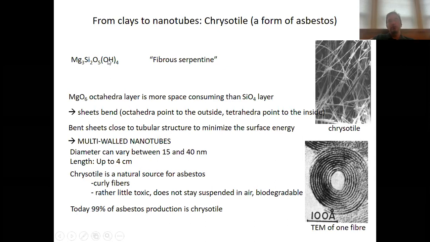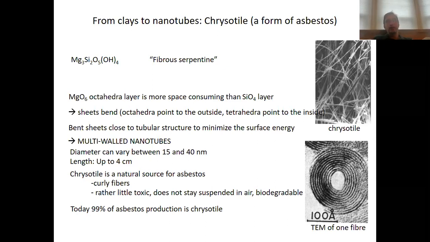So one of the one-to-one phyllosilicates that we encountered was serpentine, and in serpentine we have a so-called trioctahedral layer. That means that all octahedral holes within that layer are filled. Now, this structure has the property that the octahedral layer consumes slightly more space than the tetrahedral layer, and that is giving potential for the bending of that layer, okay?